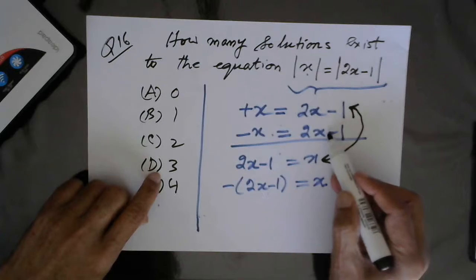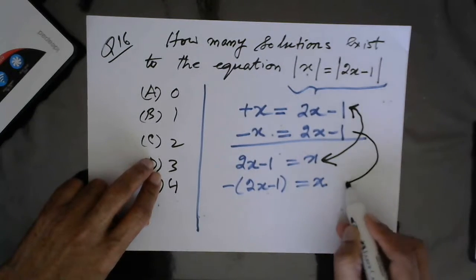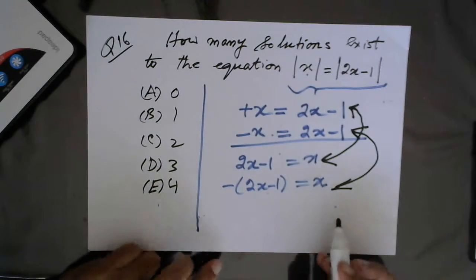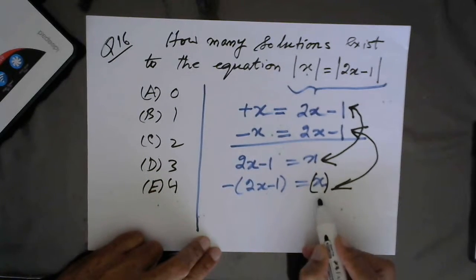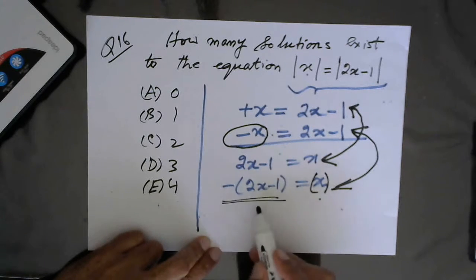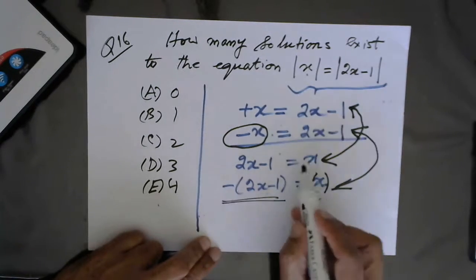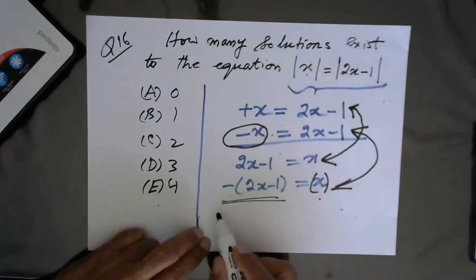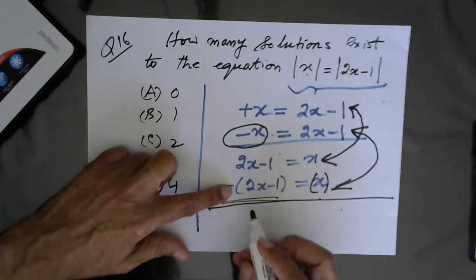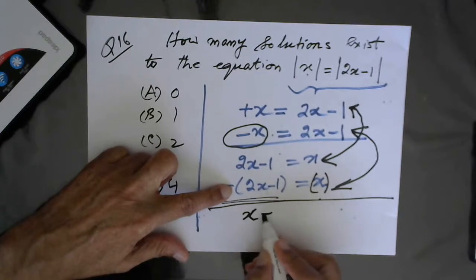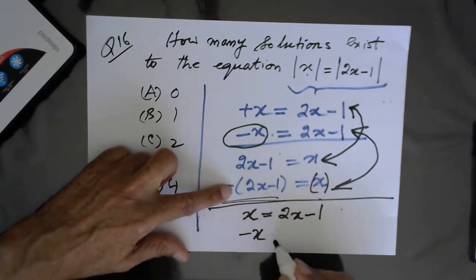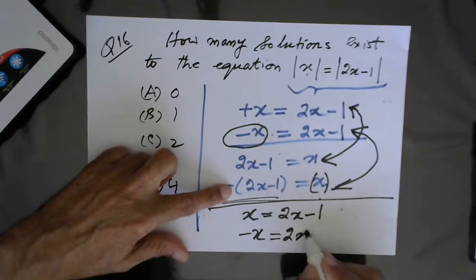There is no difference. Similarly, if you look at this and this, you will notice that these two are also the same. Why? Because if you multiply the left hand side by a negative sign, you will get negative x. If you multiply the right hand side by a negative sign, minus 1, you will get 2x minus 1. So practically, these are not 4, actually they are 2. Namely, x is equal to 2x minus 1 and minus x is equal to 2x minus 1.